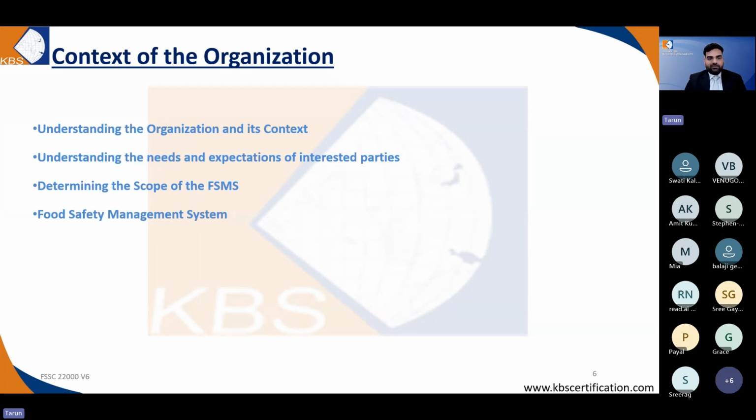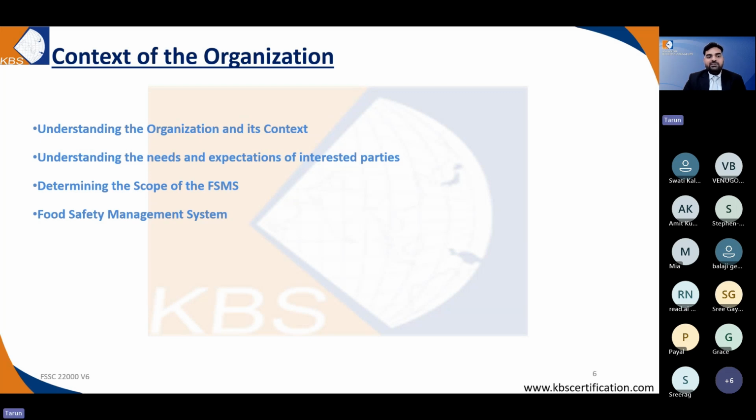So first category, understanding the organization and its context, means you will identify what you need internally and externally. A list of requirements you will prepare. Either it is required, you need approval from government, you need premises or factory, everything you will note down.